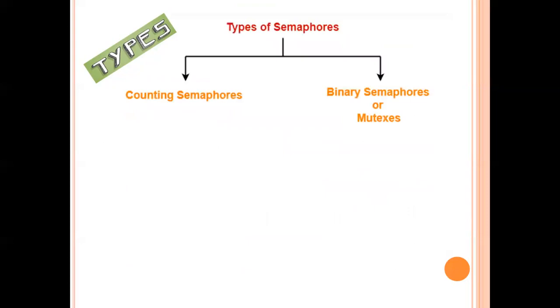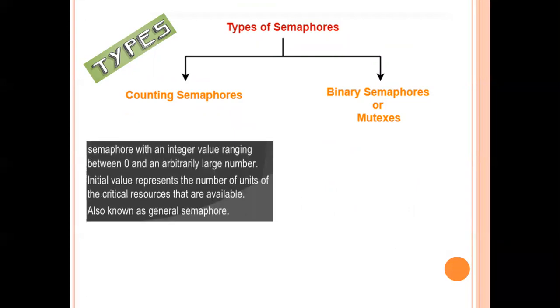Now let us look at the types of semaphores. There are broadly two types of semaphores. One is counting semaphores, and the other is binary semaphores or mutexes. In counting semaphores, all the semaphore values basically depend on numbers, right? The range of these numbers can be from minus infinity to plus infinity, but we can take 0 to a very large number, and it can only be integer values, not anything else, right?